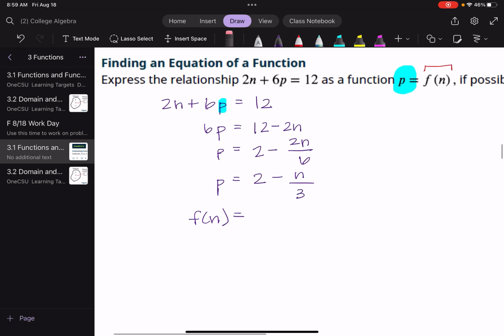Why is that not writing anymore? Oh, because I have the eraser on. 2 minus n over 3. See, this just says that the rule for the function f is this in terms of the input n.